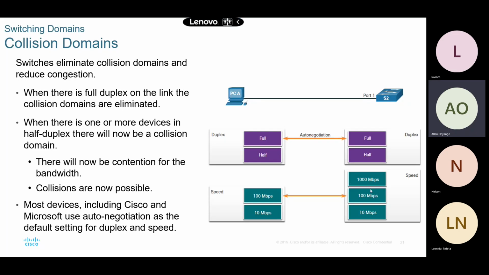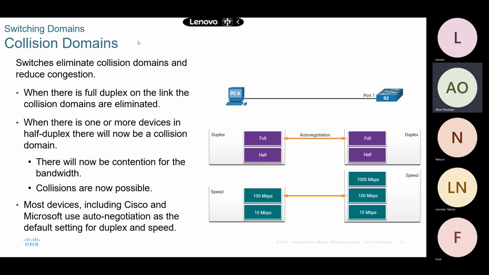In terms of the switching domains, this is very important, and I want you guys to note. We talk about a collision domain, and we'll talk about a broadcast domain. Now, what is a collision domain? Any link between a PC and a switch, any PC connected to a switch, that is what we call a collision domain.